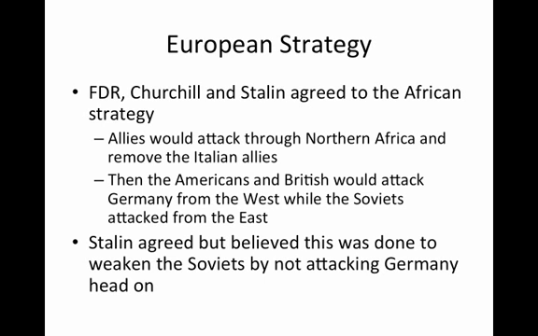On the European side, Franklin Delano Roosevelt, Winston Churchill, and Joseph Stalin agreed to the African strategy. In this strategy, the Allies would attack through northern Africa first, removing the German ally Italy. Then, the Americans and British would attack Germany from the west, while the Soviets would attack from the east. This is really important because it leads to one of the main causes of conflict between Russia and the United States once World War II was done.